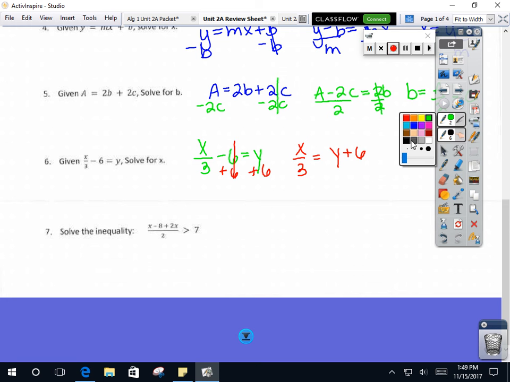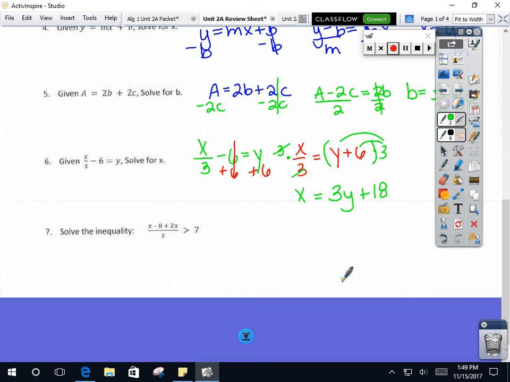This is where you've got to be careful, so pay attention. When I multiply this side by 3, 3 divided by 3 cancels because you have a 3 on top and a 3 on bottom, leaving x by itself. When you multiply this side by 3, you're multiplying the entire thing by 3. So represent that with parentheses and then distribute it out, making the final answer 3y plus 18. When you multiply the y by the 3, you get 3y. When you multiply the 6 by the 3, you get 18. Does that make sense?